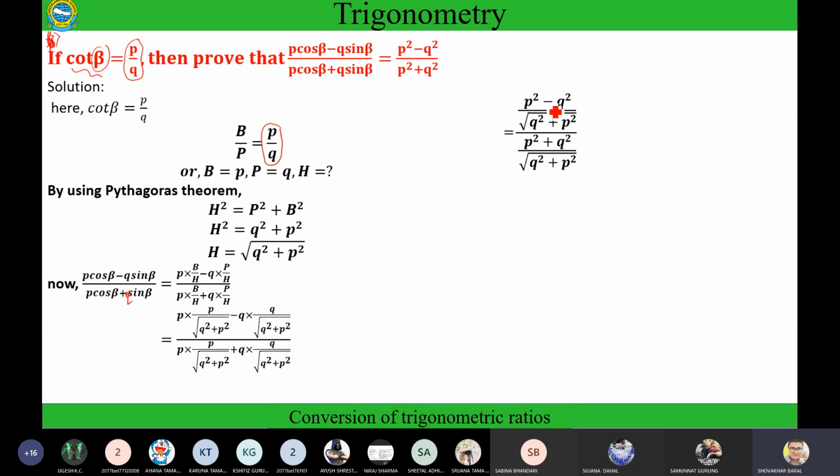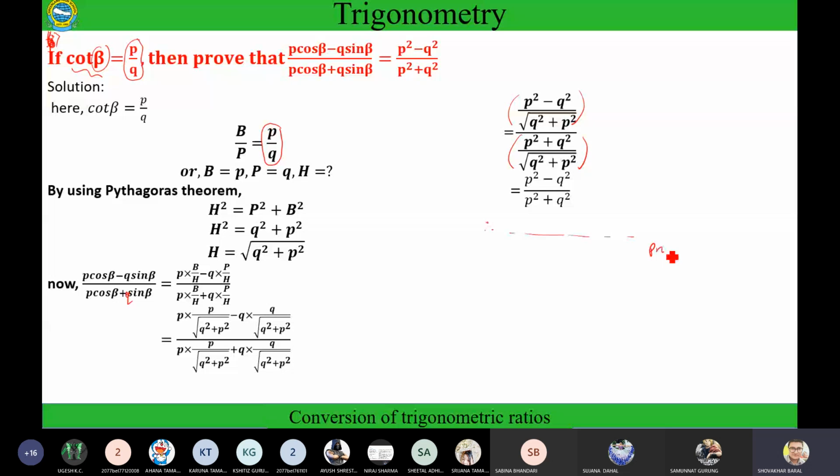p into p is p square, minus q into q is q square, and I take the LCM. This is basic simplification, you will understand. So let's cancel the denominators, and it will be p square minus q square by p square plus q square. Okay, therefore, at the end write 'prove'. Therefore, write the question expression and then prove.